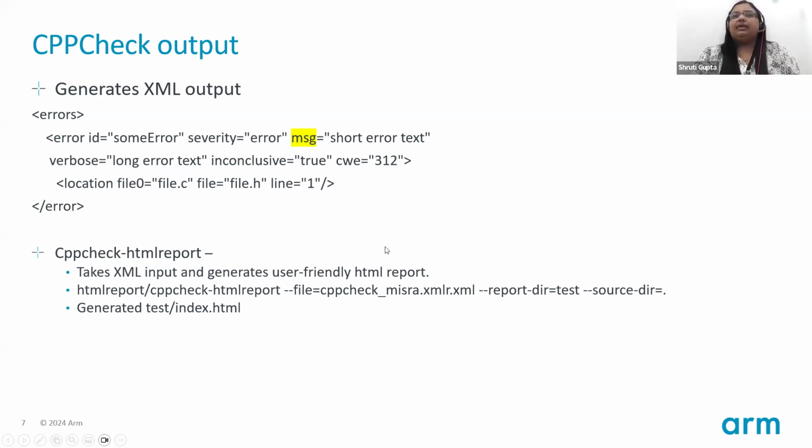It's more user friendly, and this is how we run that HTML tool. Using the HTML report tool, you give the XML file and the source directory. This generates a list of HTML files, and we can start looking at index.html to go over the report.